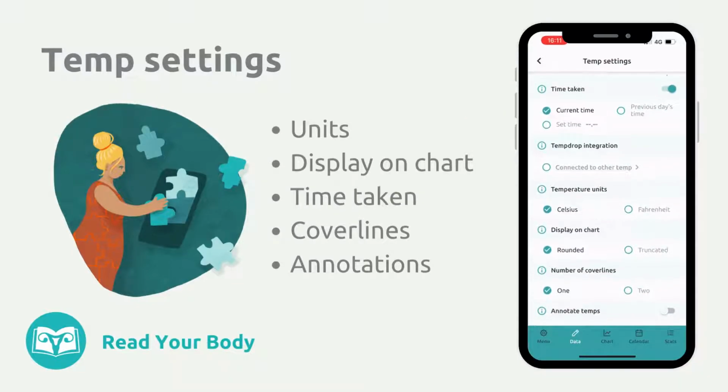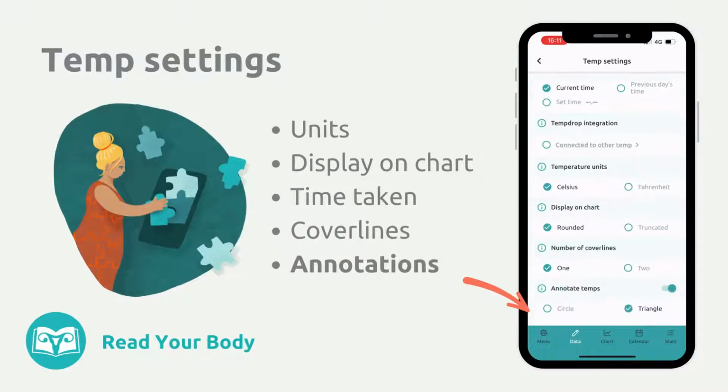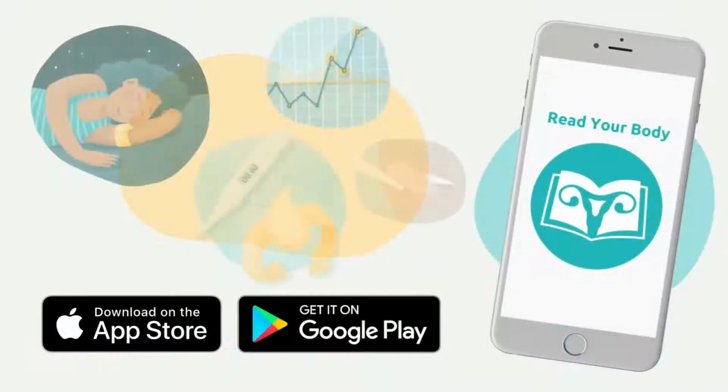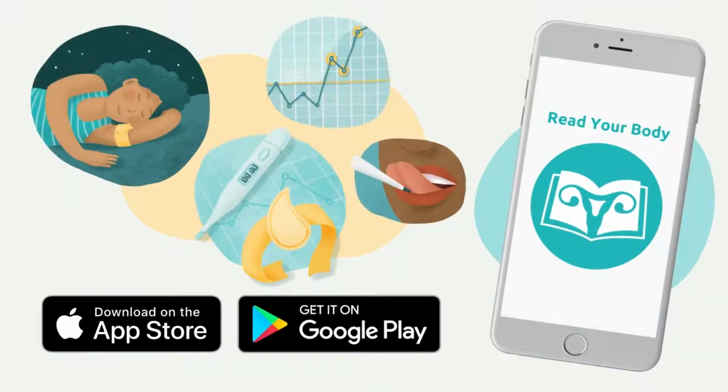Other options include the ability to mark 1 or 2 cover lines and annotations like circles or triangles if required by your chosen charting method. All of these display on your charts and help to confirm your temperature rise. And that's it! So many ways to chart your temperature with Read Your Body, all designed to help you confirm ovulation with clarity and confidence.